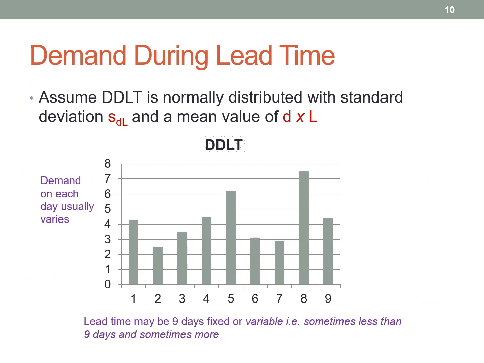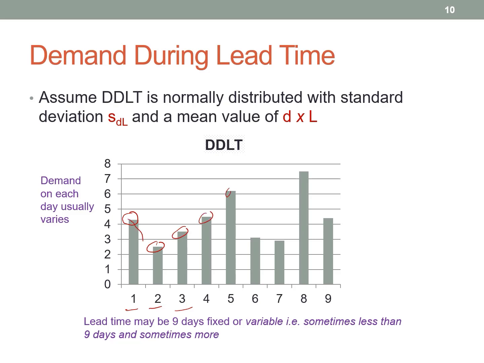To explain the concept of variability in demand during lead time, let's look at this graphical representation. Okay. So this shows an example of an order which was placed with the supplier, and it took 9 days for the order to arrive. During each of those 9 days, the demand on each day was this many thousands of units.